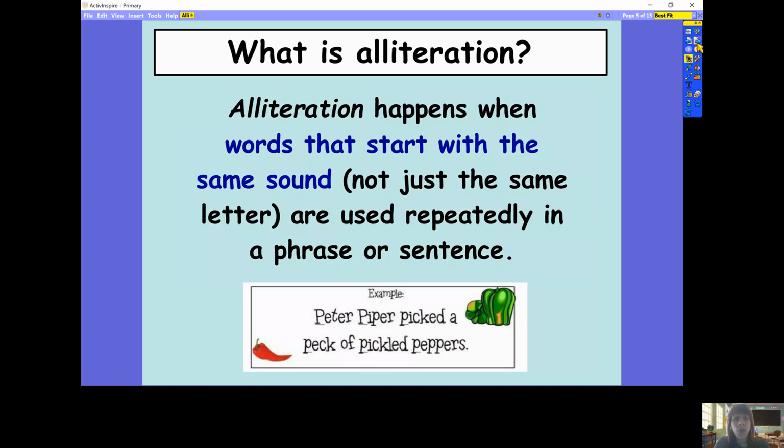So alliteration happens when words start with the same sound, not just the same letter. And they are used repeatedly in a phrase or sentence to make it sound catchy and engaging and just to really stick in the head of the reader. For example, I've got a bit of a tongue twister here and I'm going to try and say it. Peter Piper picked a peck of pickled peppers. So have a go of saying that yourself and you will see how the P sound is repeated again and again.